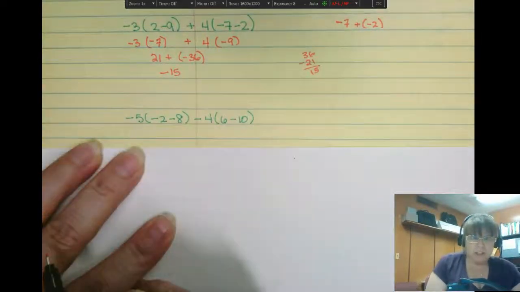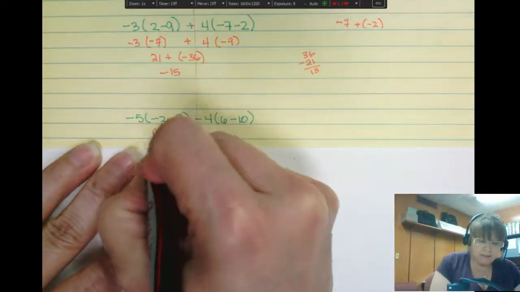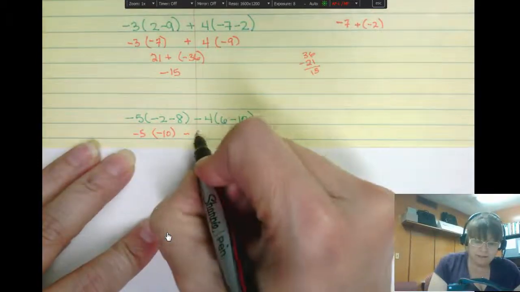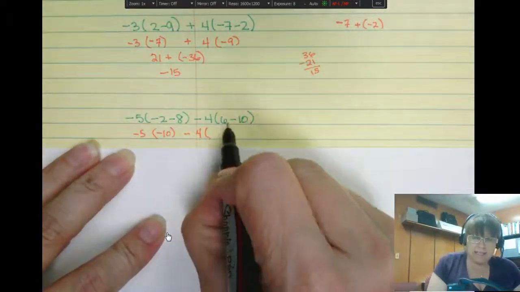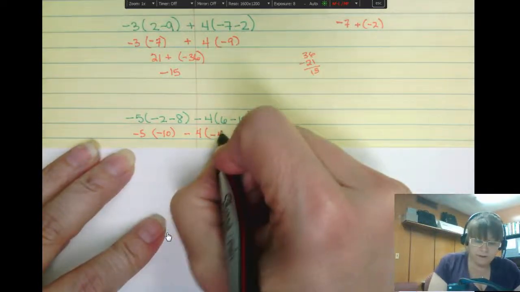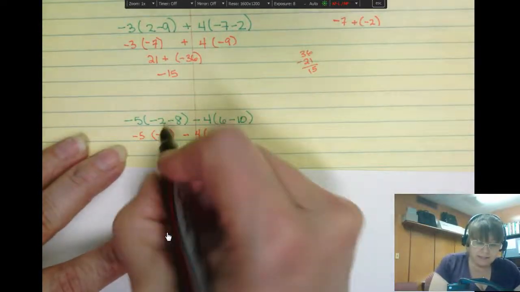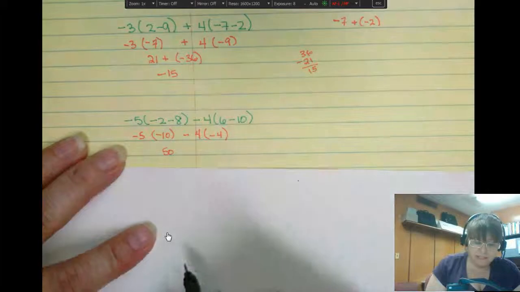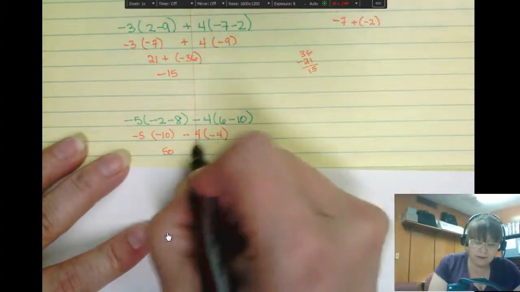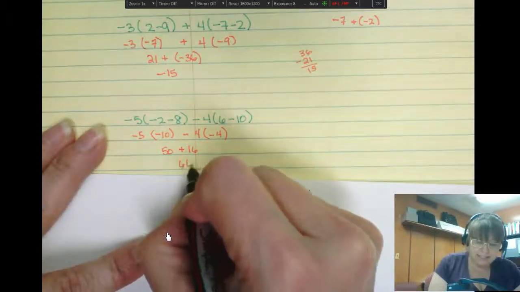I'm going to do this quickly. Negative 2 minus 8 is negative 10. Times negative 5. 6 minus 10 is negative 4. Negative 5 times negative 10 is positive 50. Negative 4 times negative 4 is positive 16. Our solution is 66.